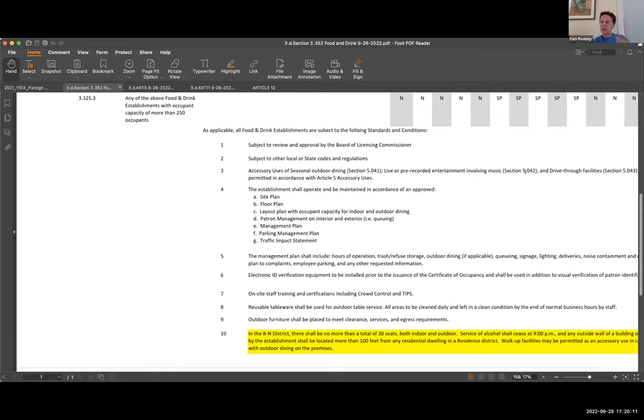So BL is one of these zones, like BL, BVG, BVC.